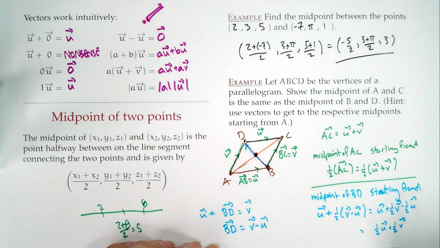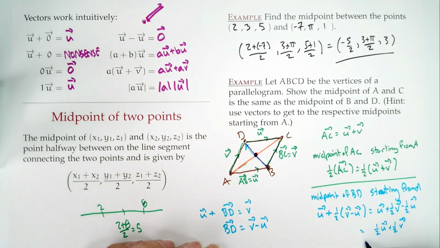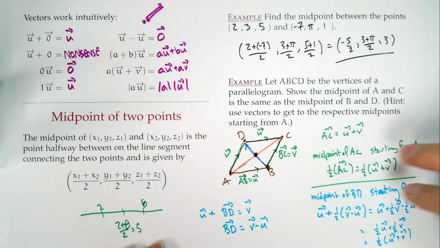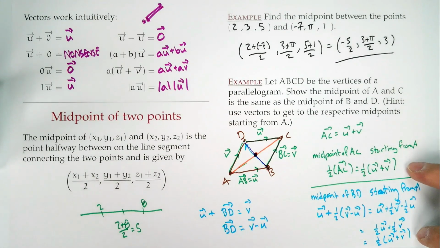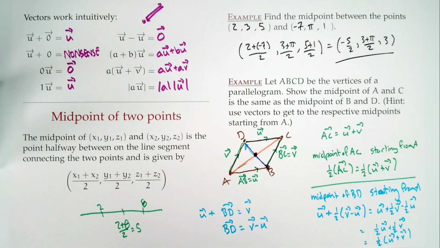And now we say, hey, look, I can apply this rule here. So this is 1/2 times U plus V. And what's the key? Starting from A, to get to either one of the midpoints, the change is the exact same. So if you have the same start and you have the exact same change, you have to have the same stop. And therefore, the center points have to agree. Good. Done.